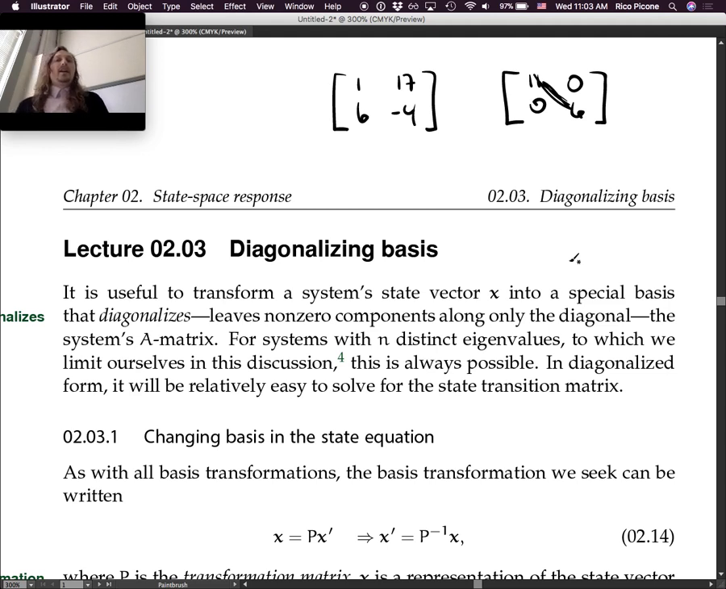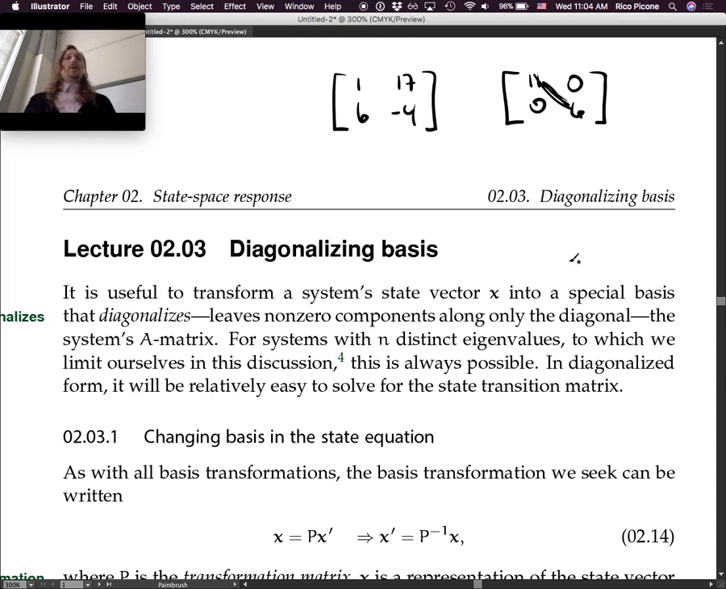Why we're doing that is not quite clear, but it is useful, and we're going to use it at the end of this lecture too. So for systems with n distinct eigenvalues, to which we limit ourselves in this discussion, this is always possible. You can assume that I'm only going to give you matrices that have distinct eigenvalues. So there are no repeated eigenvalues.